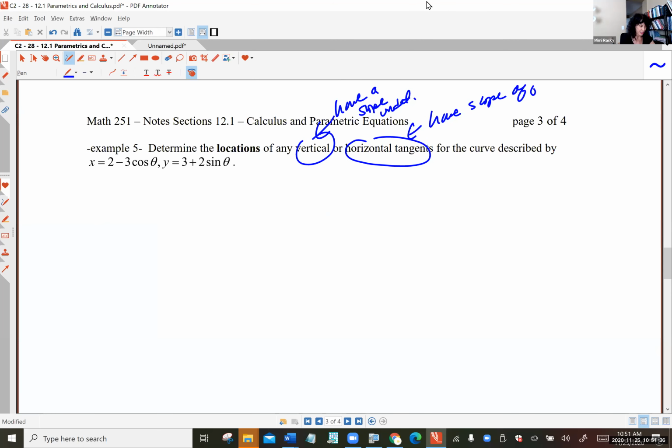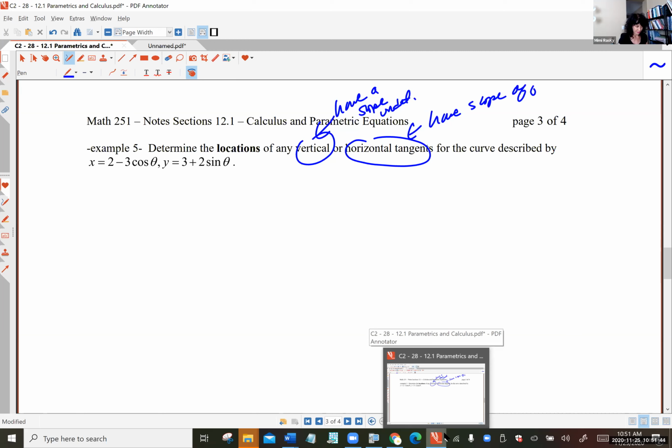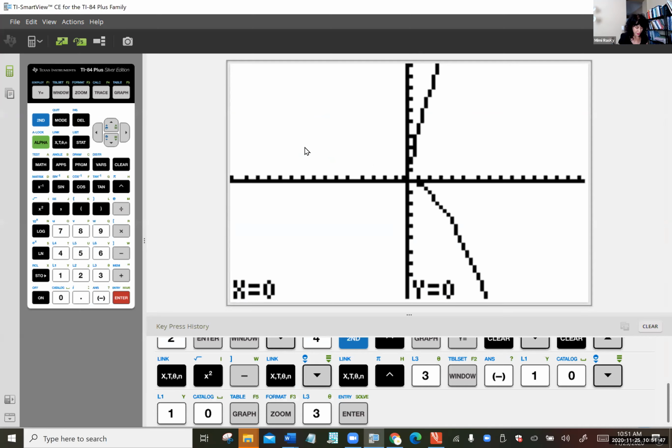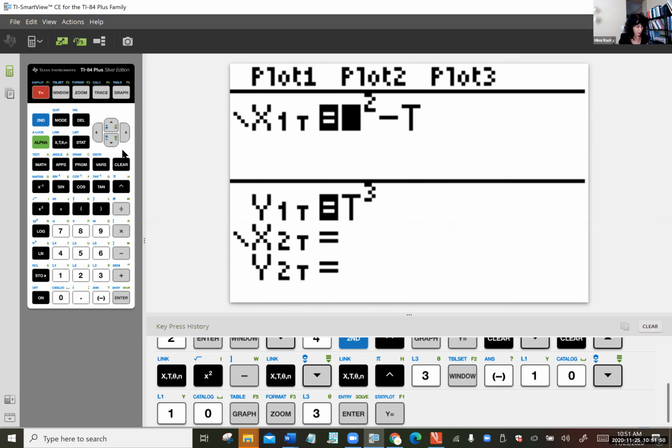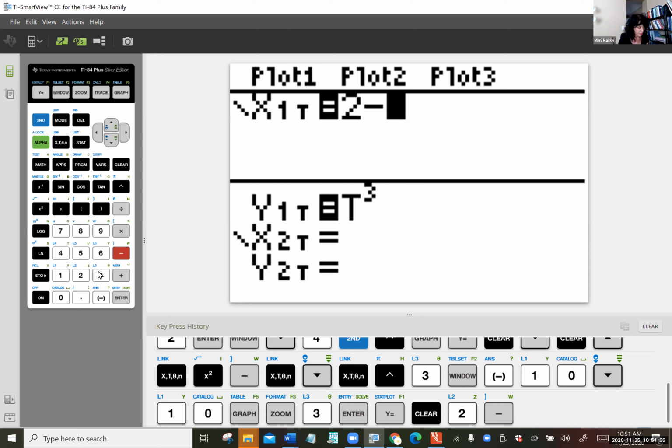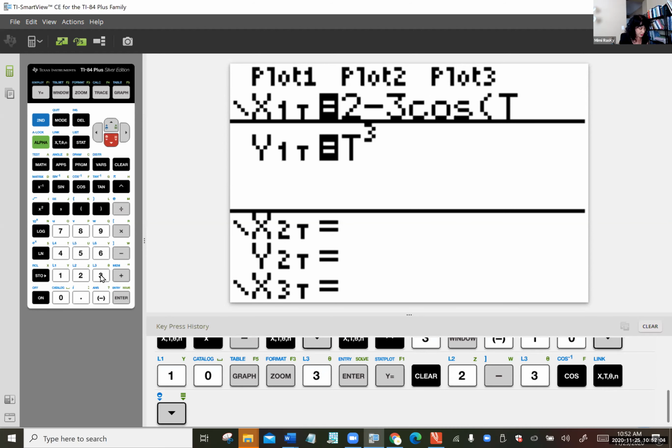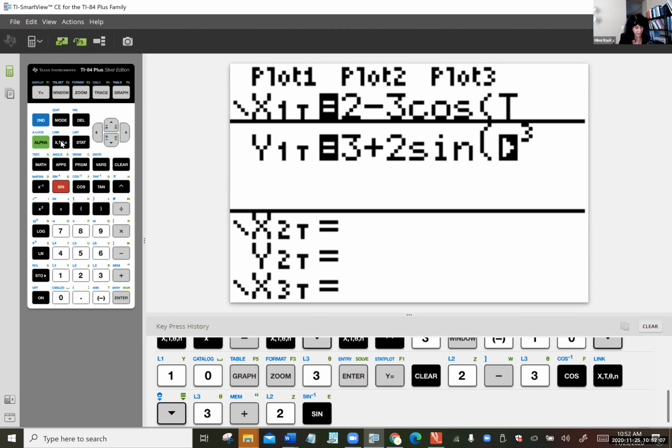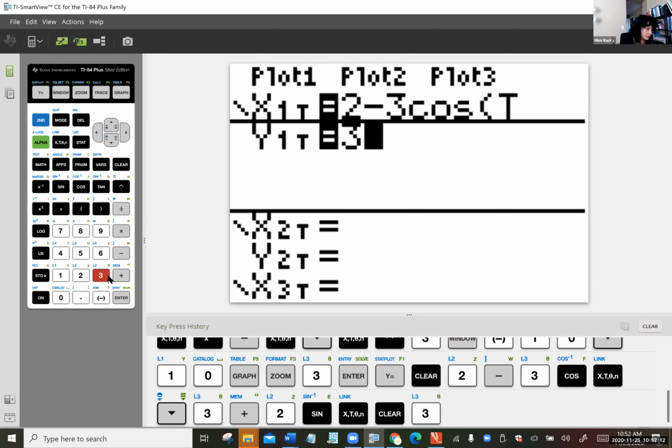Okay, so how do you get these horizontal and vertical tangents? Well, sometimes I like to graph it and get a look-see first. If you whip out your graphing calculator in parametric mode, your x is 2 minus 3 cos theta. They're using theta as the parameter, no big deal, we're still going to use t. And the y parametric equation is 3 plus 2 sine t. Oh, I forgot to clear that out. Sorry.